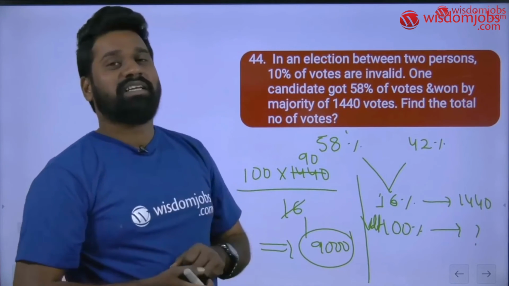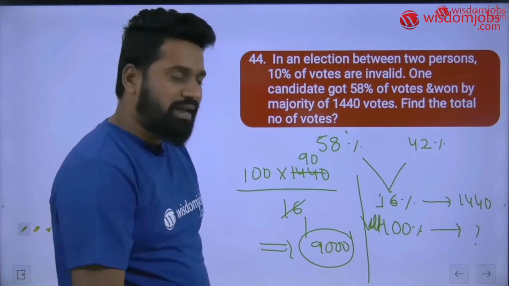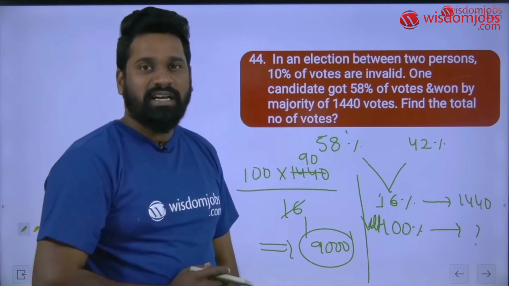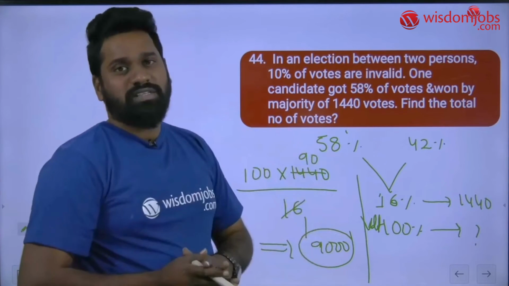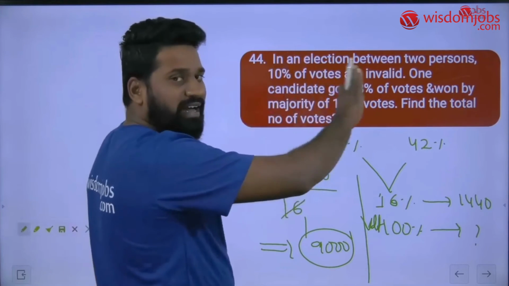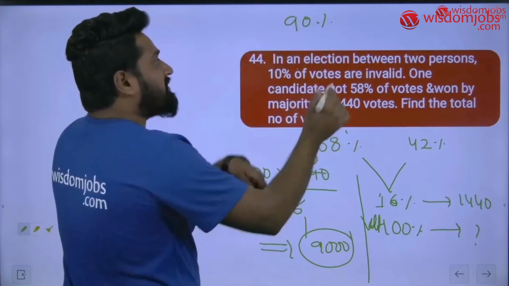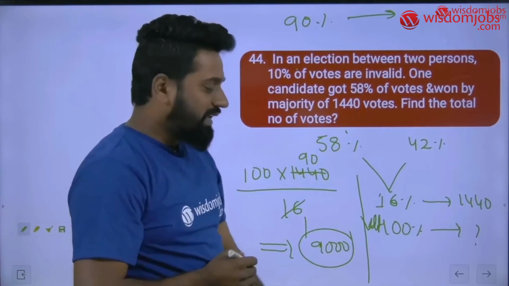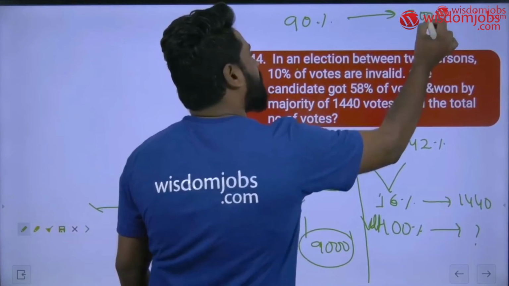But one statement is clearly given, that 10% of the votes are invalid. That means these valid votes represent only 90%. Is it clear, all of you? This is not the total number of votes. We have taken only valid votes here. So if you subtract the 10% invalid, you get 90%. This 90% indicates valid votes, because we are subtracting the 10% of the votes. Valid votes you got are 9,000. So 90% indicates 9,000.